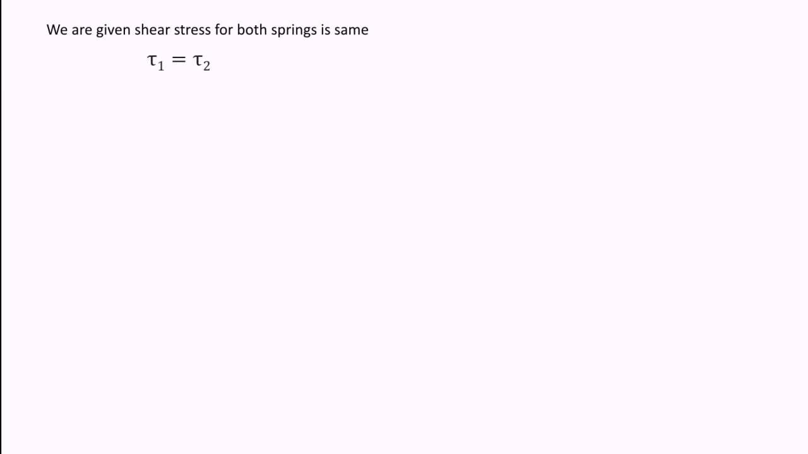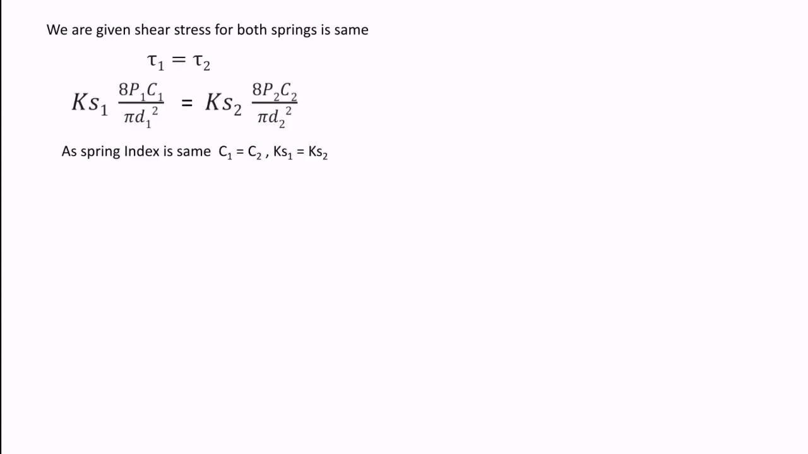In the question, we are given that shear stress for both the springs is the same, hence I can write tau 1 is equal to tau 2. But from PSG we know that the value of tau 1 is K into S1 into 8 P1 C1 divided by pi into D1 square. Similarly, I can write for tau 2. We are also given in the question that the spring index is the same. If spring index is the same, I will get the value of Ks, that is Wahl's correction factor, for spring 1 and spring 2 also the same. Hence, putting all these values in the above equation, I will get one relation as P1 by P2 is equal to D1 by D2 the whole square. Let this be equation 1.